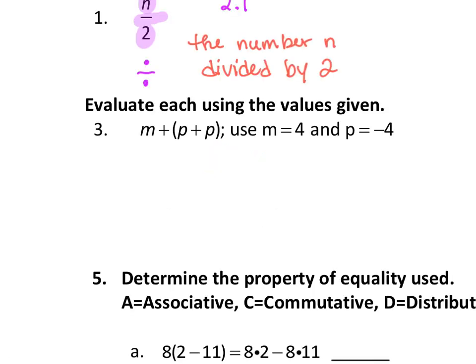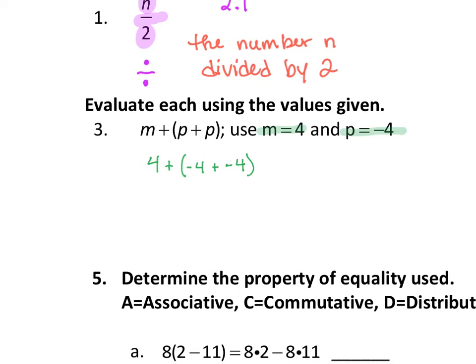For example P, they've given us some extra information here. So we've got an expression m plus (p plus p), where m equals 4 and p equals negative 4, and we want to substitute those values in here. We've got 4 plus (negative 4 plus negative 4). So everywhere I saw an m, I substituted the 4. Everywhere I see the p, I'm going to substitute in the negative 4.